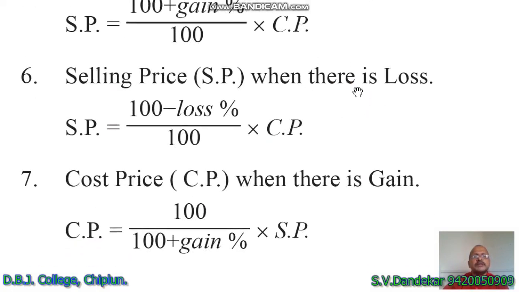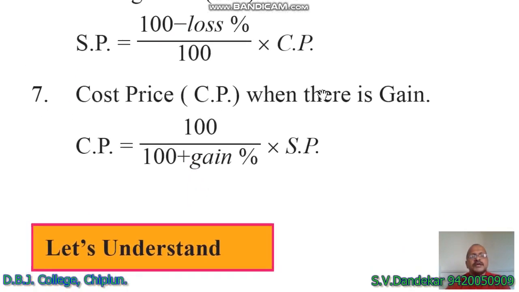Selling price when there is loss: (100 minus loss percent) upon 100 into cost price gives you the selling price when there is loss. Now if there is a gain, then you can find out the cost price. CP is equal to 100 upon (100 plus gain percent) into selling price.